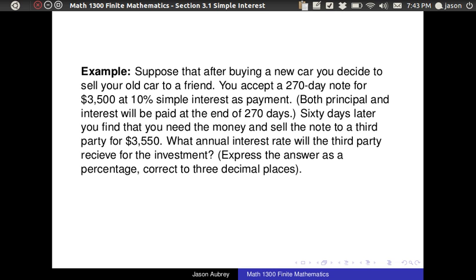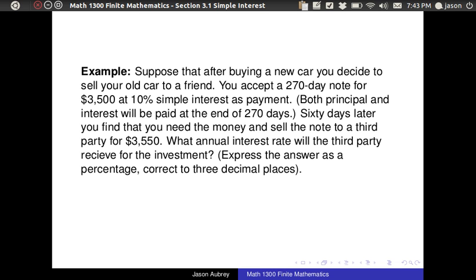Well, this happens all the time in the financial world. Somebody guarantees somebody a payment at some point in the future. Well, that contract is transferable. So you want to transfer that contract to somebody else. All right. Now, what you do is you sell that note to a third party. So you sell the note to somebody. That means that when your friend comes back to pay, he's going to pay the person you sold the note to.